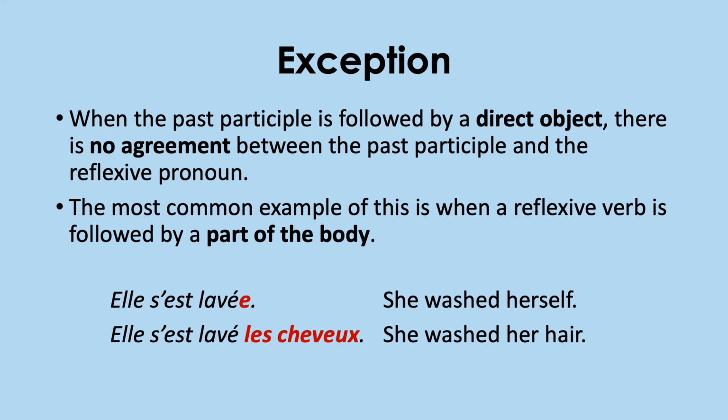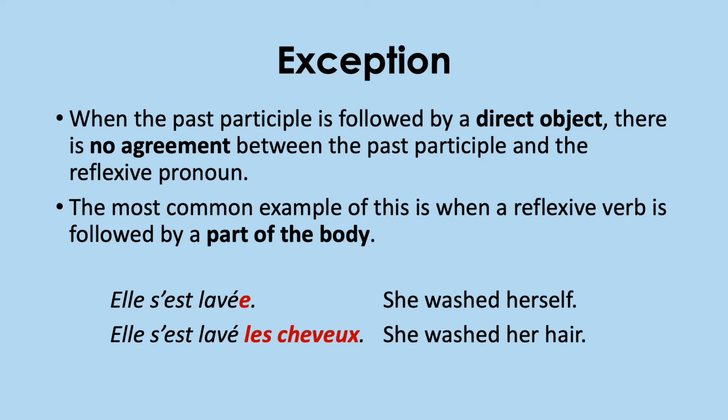When the past participle is followed by a direct object, there is no agreement between the past participle and the reflexive pronoun. Now, the most common example of this is when a reflexive verb is followed by a part of the body. So we know that according to the rules of agreement that we just saw in the previous slide, elle s'est lavée, she washed herself, must have an extra E because the past participle needs to agree with the reflexive pronoun. And of course, the reflexive pronoun is matching the subject.